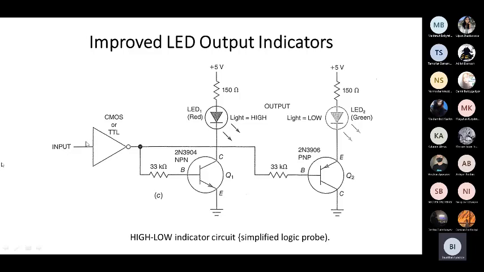When this input is high, it means this input will be low. Here it is NPN, so it will be low and current cannot go through. But here it will also be low, which means current can go. So when the input is high, this LED will light, and when it's green, we understand that our input is high. But when the input is low, the output here will be high and current goes through. This also will be high, but current cannot go through this transistor. So the red LED will light, which means the input is low.